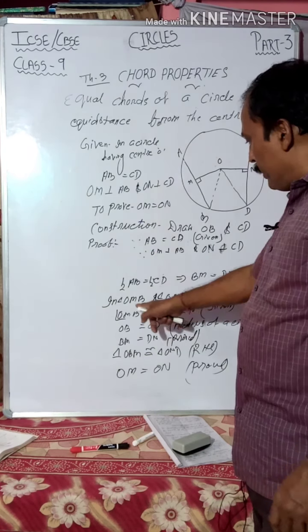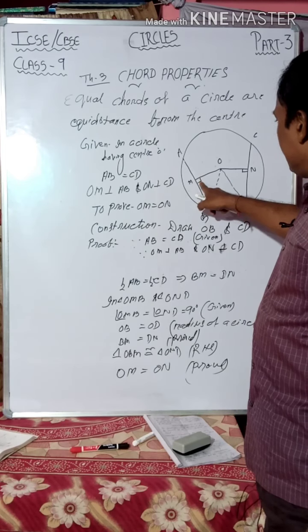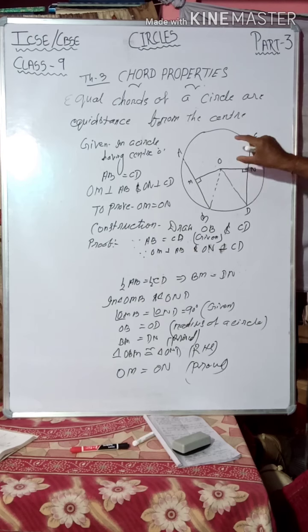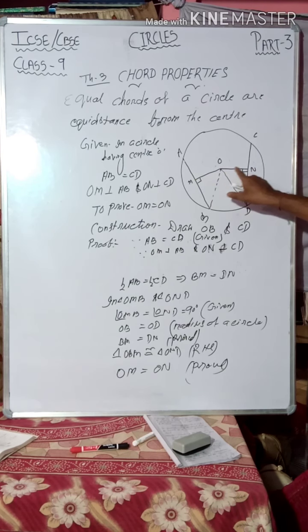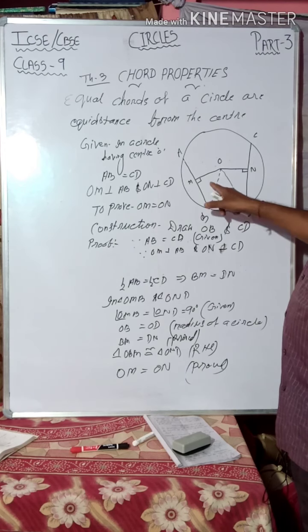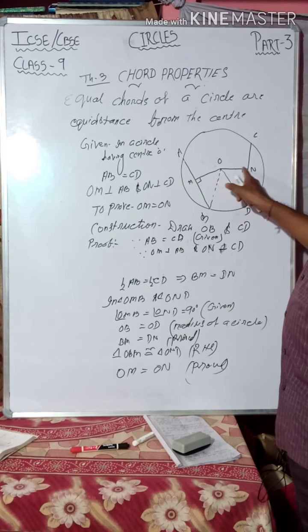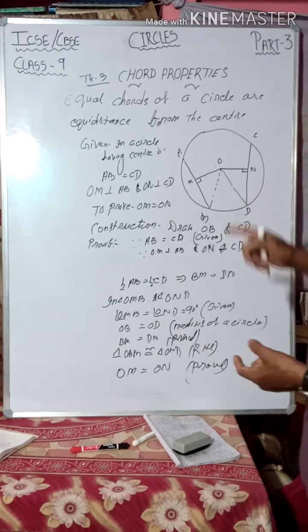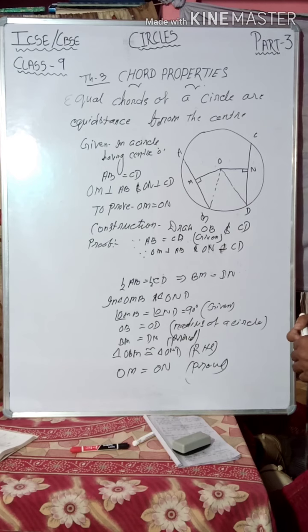This much. Then we take two triangles: this angle and this angle are 90 degrees, OB is equal to OD, and BM is equal to DN. So two triangles are congruent to each other. So the rest parts of the congruent triangles are also equal. So OM is equal to ON, proved. This is the theorem. Take a screenshot. We will go to the next theorem.